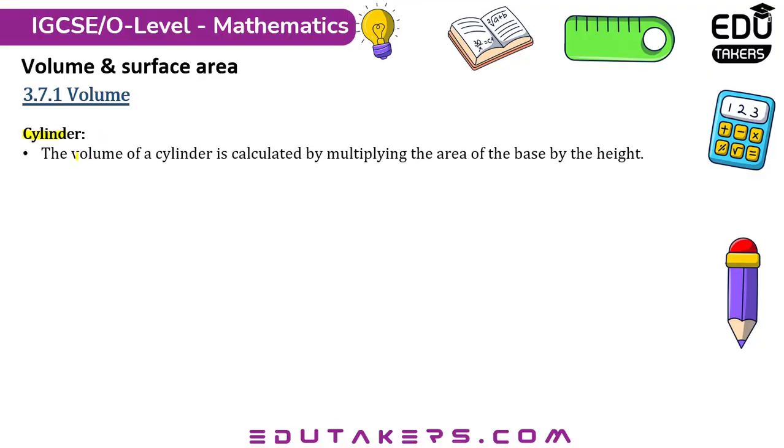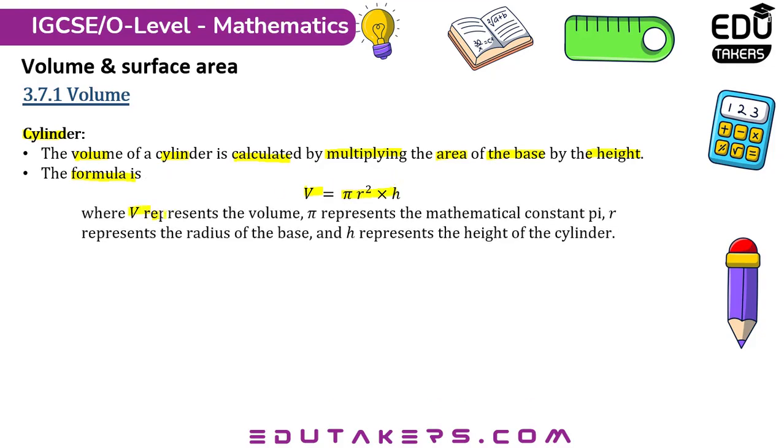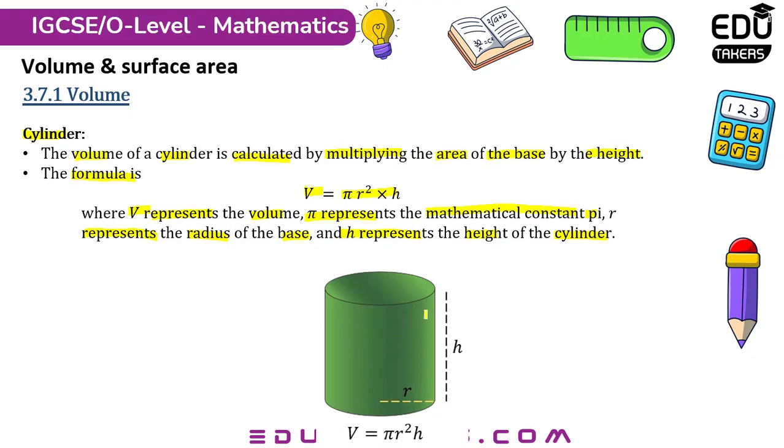Cylinder. The volume of a cylinder is calculated by multiplying the area of the base by the height. The formula is V equals pi r squared times H, where V represents the volume, pi represents the mathematical constant pi, r represents the radius of the base and H represents the height of the cylinder, as this one. Its height is H, the radius of its base is r and area of its base is pi r squared. So its volume will be pi r squared H.